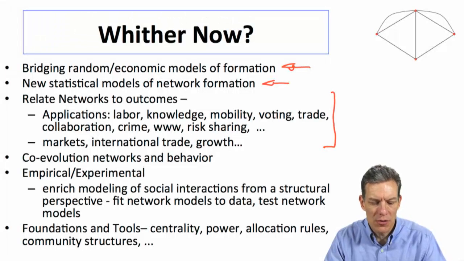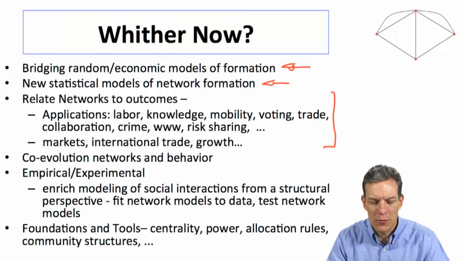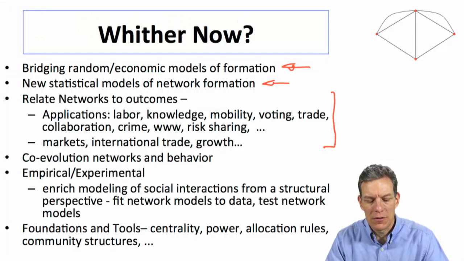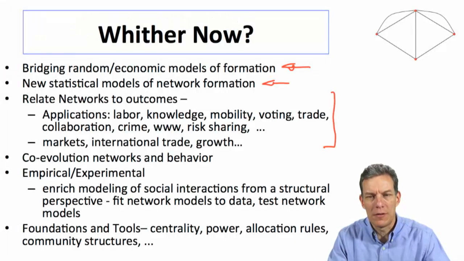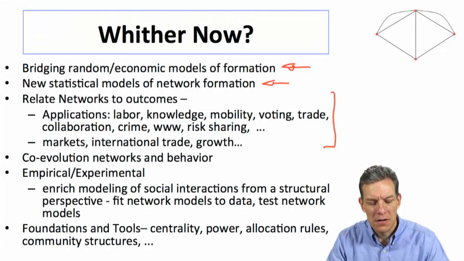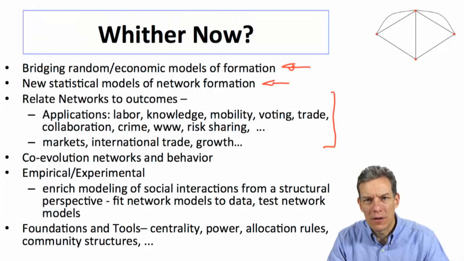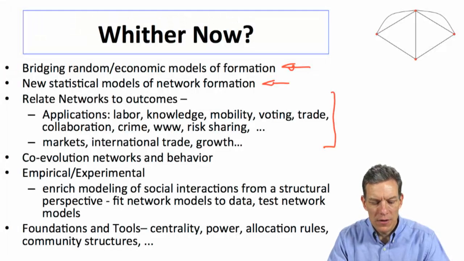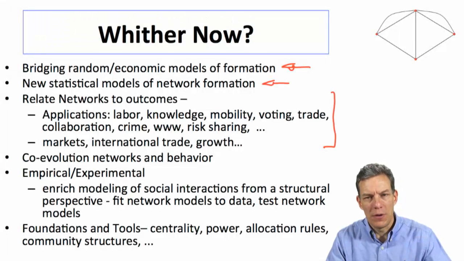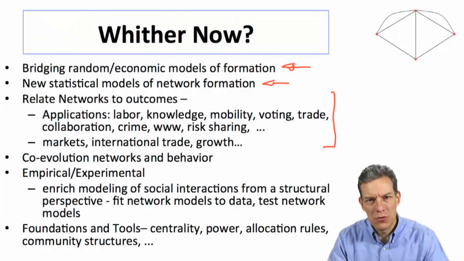And the applications here are very wide and very important. So things like labor networks, who you find jobs from, basic communication and knowledge, social mobility, voting, who you trade with, collaboration networks, crime networks, how the World Wide Web's evolving, risk sharing, understanding markets, international trade, growth in developing countries. All of these things involve relating networks to outcomes, and so there's a huge set of important areas for study.